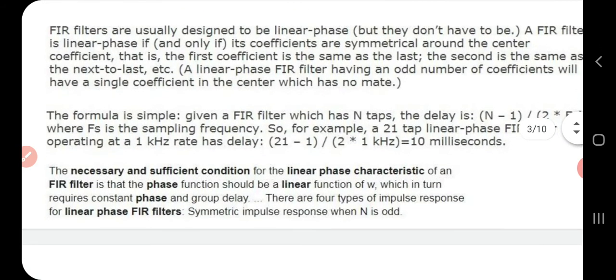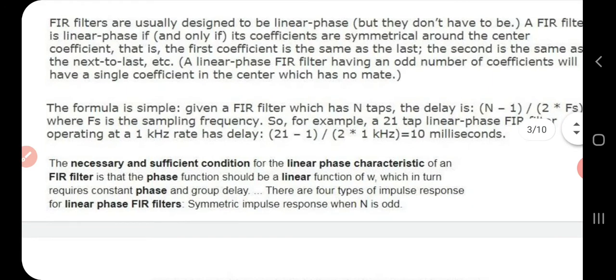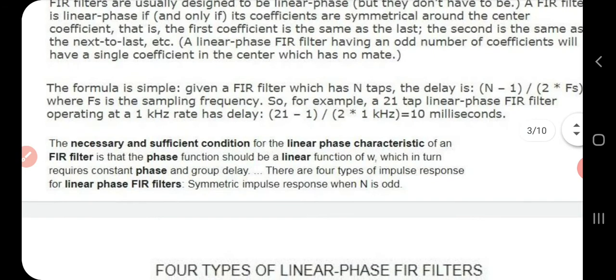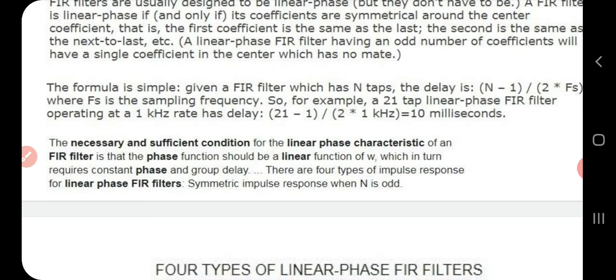Now we can have a formula. Suppose the FIR filter has N taps. The delay is given by (N minus 1) divided by 2 times fs, where fs is the sampling frequency. Suppose the FIR filter has 21 taps and the operating frequency is 1 kilohertz, then what will be the delay? 21 minus 1, as per the formula, divided by 2 times 1 kilohertz, that is 10 milliseconds will be its delay.